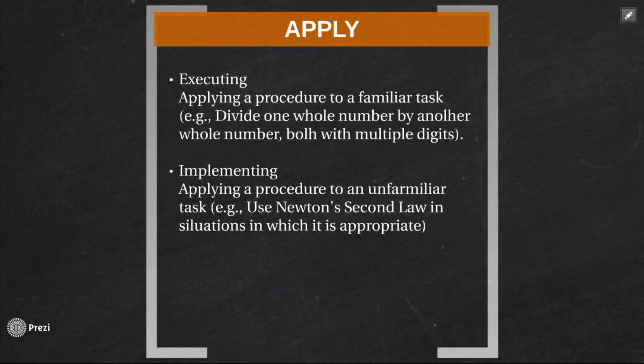The third category of cognitive process domain is apply. It consists of executing and implementing. Executing is applying a procedure to a familiar task, such as divide one whole number by another whole number, both with multiple digits. And the last, implementing. Implementing means applying a procedure to an unfamiliar task, such as use Newton's second law in situations in which it is appropriate.